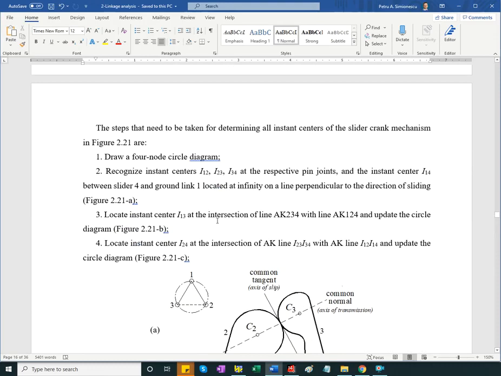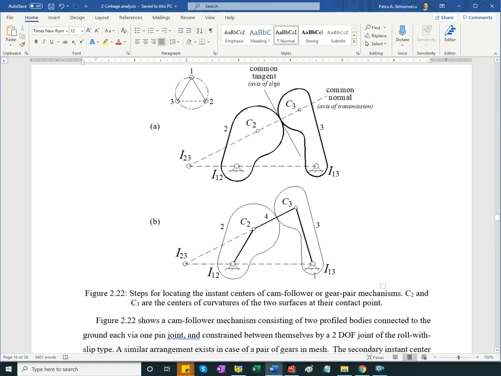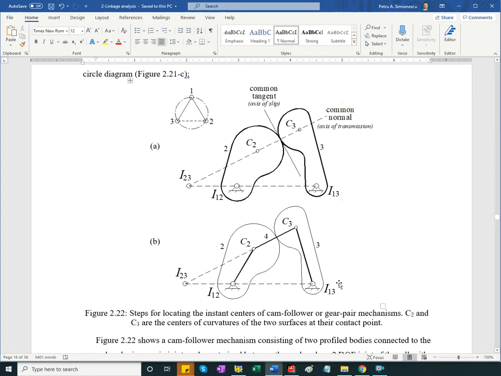Okay, now, things are explained here in words, the steps to follow. The case of contacting bodies, so you have a cam follower pair or a pair of gears. We're assuming that the contact is made where the surfaces are smooth. There is a common tangent, there is a common normal, so smooth surfaces with first and second derivative, the two exist.